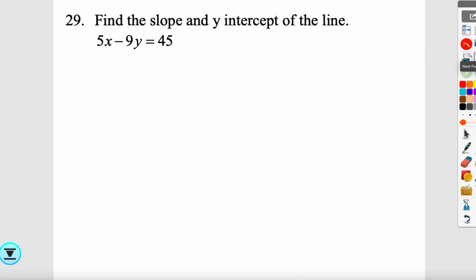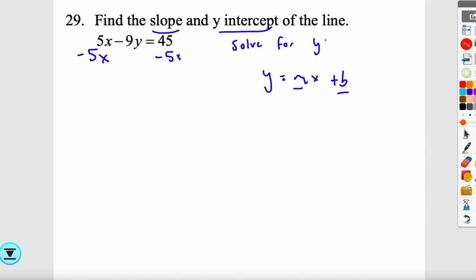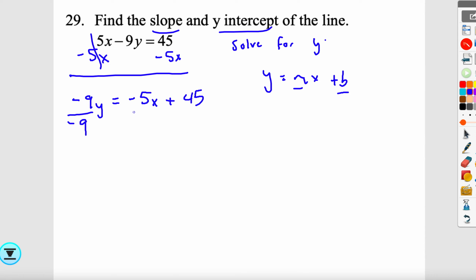Find the slope and the y-intercept of this line. So this is going to be a perfect example of solving for y. Solve for y, because that's what we've got to do, right? So when we solve for y, we're going to get y equals mx plus b, which will tell us the slope and the y-intercept, right, for m and b. So let's go ahead and subtract 5x on both sides. So now I get negative 9y equals negative 5x plus 45. I'm going to divide both sides by negative 9. This side has 2 terms, so I'm going to put negative 9 twice. This becomes 1y, or y. 2 negatives make a positive 5/9, right? Negative, negative. 45 divided by negative 9 is negative 5.